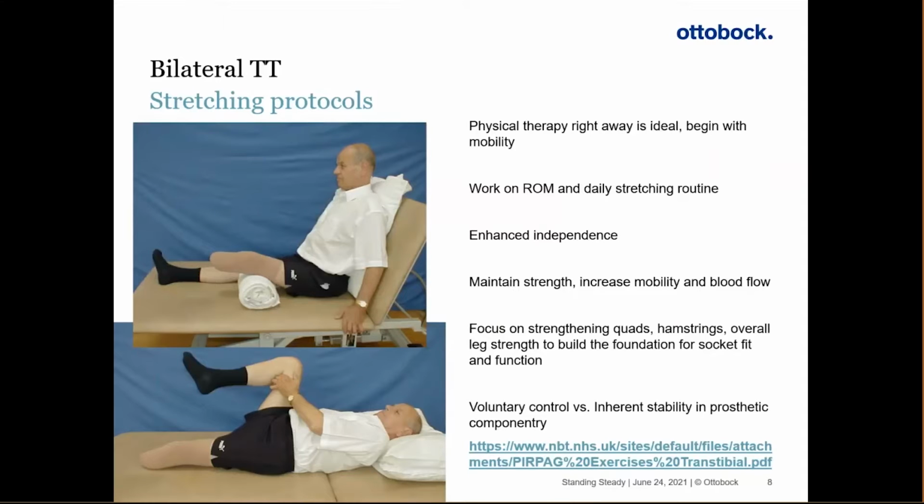Maintaining strength, increasing mobility and blood flow will just keep them being able to be fully functional in their prosthetic devices. So really focusing for the below knee user on strengthening the quads, hamstrings, overall leg strength to build that foundation for socket fit and function. And that can also really help as we look at componentry. Which componentry, if the user has more voluntary control, maybe they can use different componentry versus if they need more inherent stability in the prosthesis.